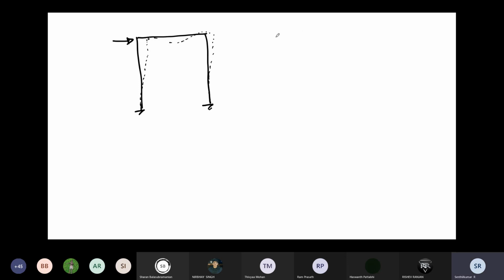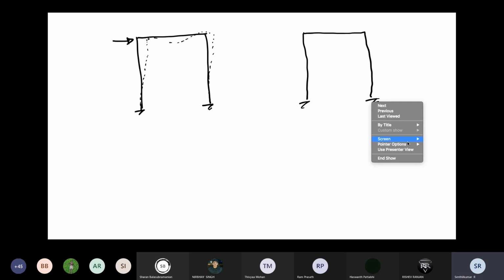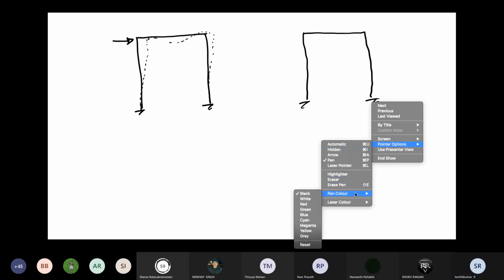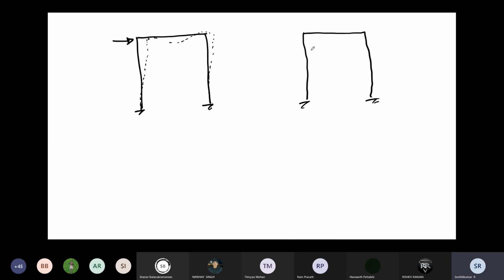The bending moment diagram for this frame will be equal, so equal values of sagging and hogging. Okay, so you can easily see here that the inflection points, the zero moment points, are nearly mid of the span.